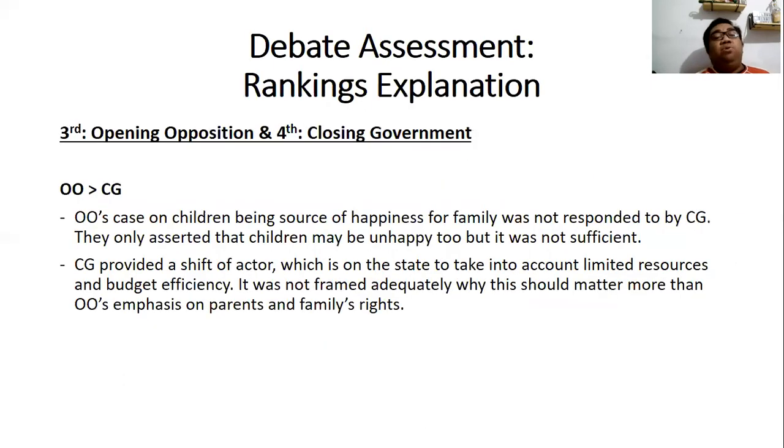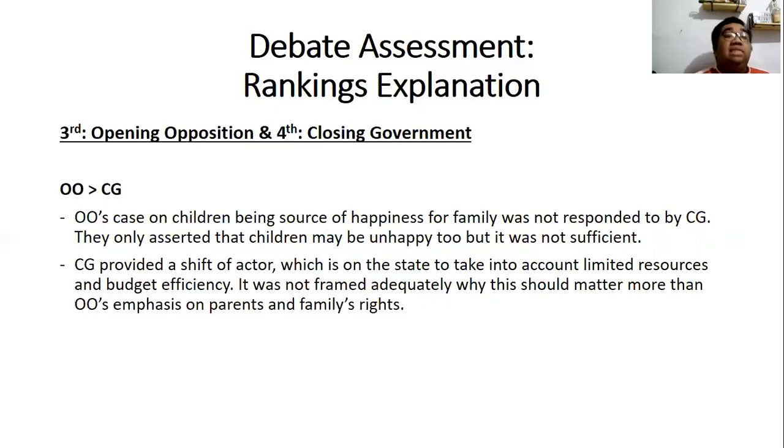Right, and then the final ranking between the opening opposition, why they are third, and why closing government takes the fourth. So there are two things. Firstly, opening opposition's case on children being the source of happiness for family was simply not responded to by closing government. Closing government asserted that children may be unhappy too, but proving that children may be unhappy does not negate why you should take away a source of happiness that families want through getting their children. So we felt that that was not a sufficient response coming from the closing government to the material of the opening opposition.